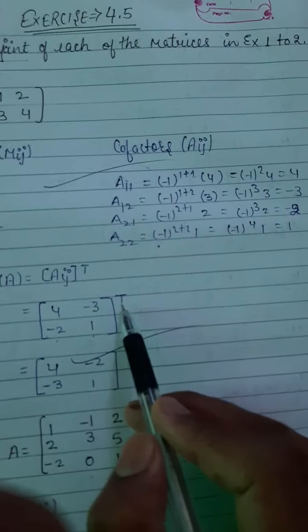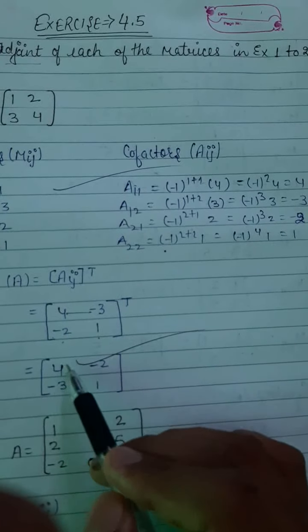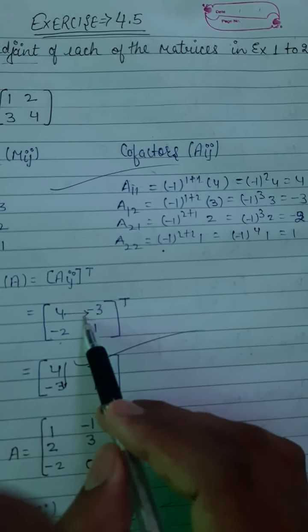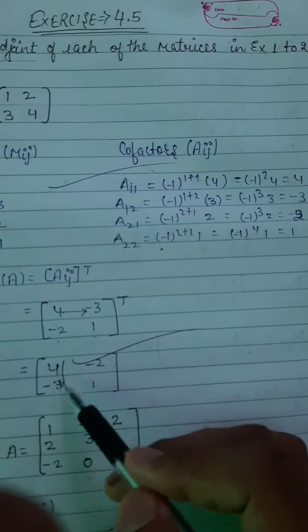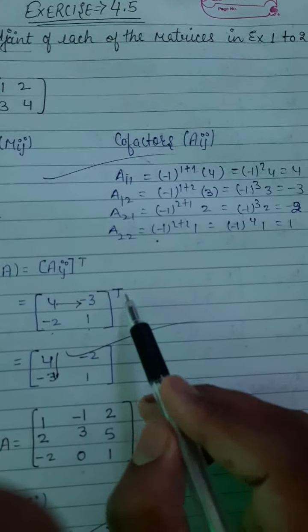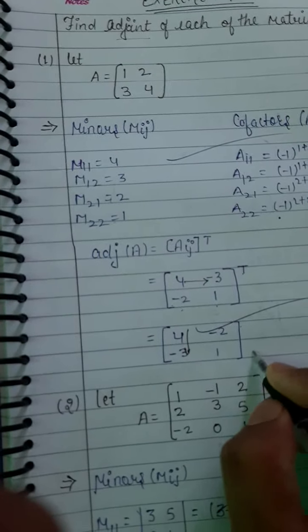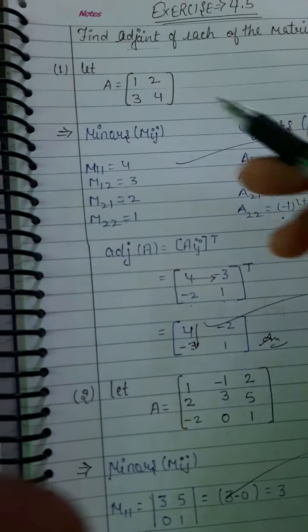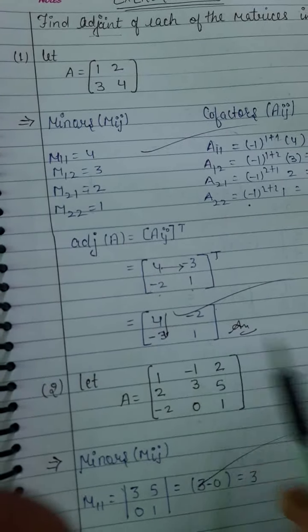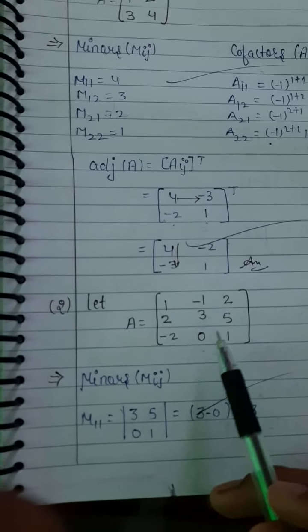Don't forget to do transpose. So its transpose means this row will become a column, like this. So 4 minus 3 is your first row, and it will become your first column, and the second row will become your second column. We have done transpose, so the symbol of transpose will not come here. So this is your answer, the adjoint of A. Like 1 2 3 4, its adjoint is 4 minus 2 minus 3 and 1.